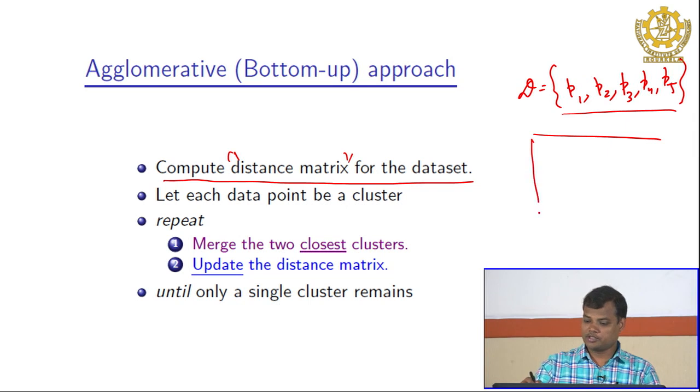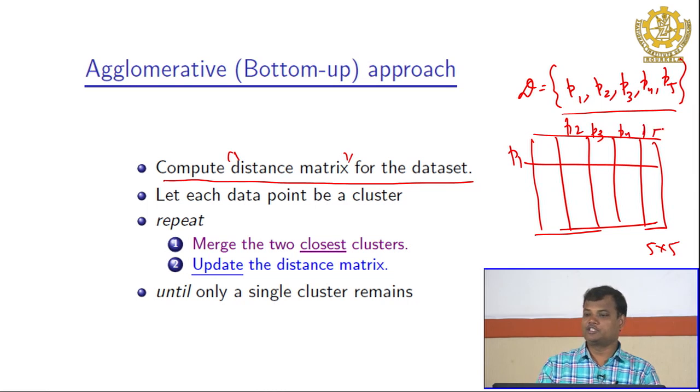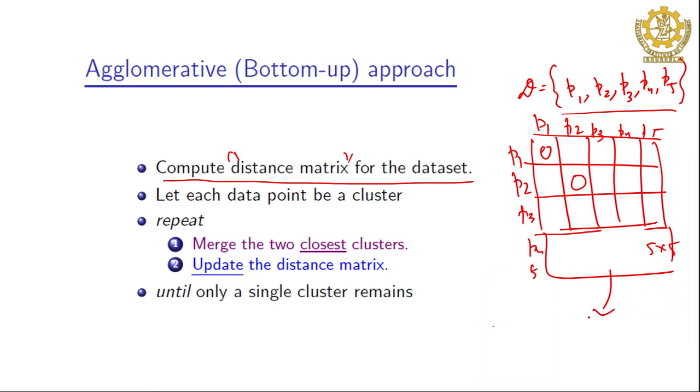From each point to all other points you have to find the distance. So, we compute a matrix; because there are 5 points, it is a square matrix of size 5 cross 5. Okay. From point P1 to all other points P2, P3, P4, P5, we find the distance; from P1 to P1, obviously it is 0. Similarly, P2 to all other points, P3 to all other points, P4 and P5 and so on. So, this is something called the distance matrix.